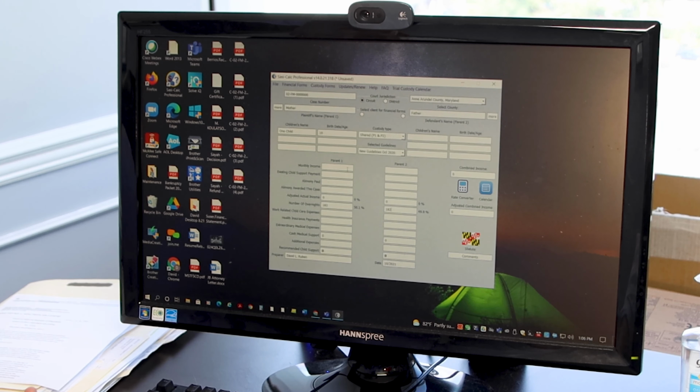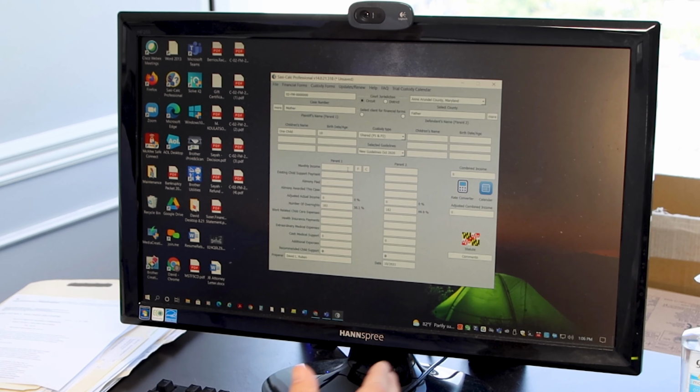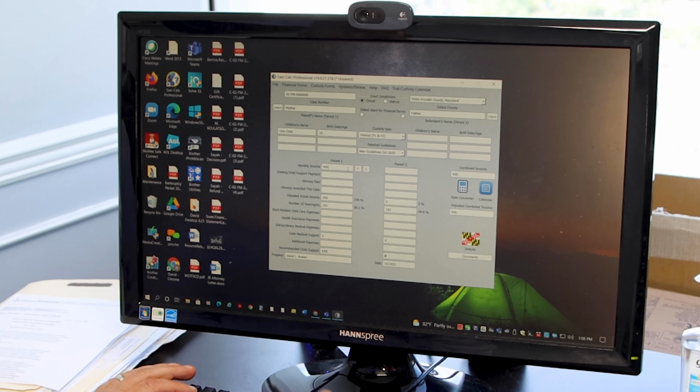So the important numbers are monthly income. How much money does parent one make? Let's say parent one is the mom, and mom makes $48,000 a year. We put in $4,000.